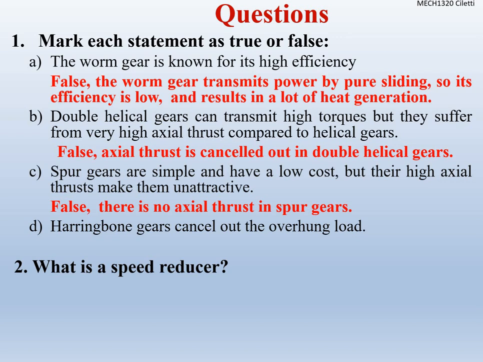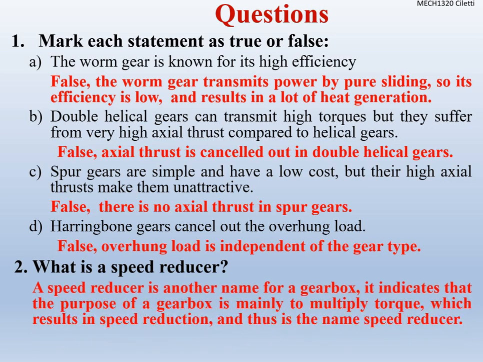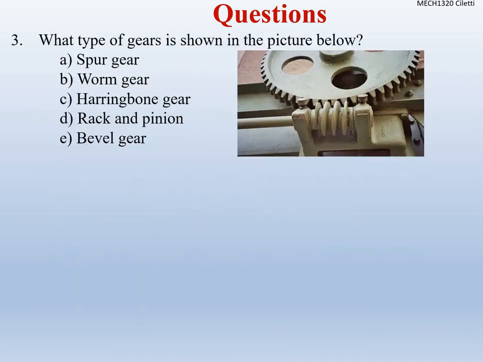Herringbone gears cancel out overhung load. That's false. Overhung load has nothing to do with gear type. Remember, overhung load is at a 90-degree angle. What is a speed reducer? It's our gearbox, so that we use the different gears to multiply torque. So remember, if speed goes down, torque goes up. And I'll show you some examples where we have those in class.